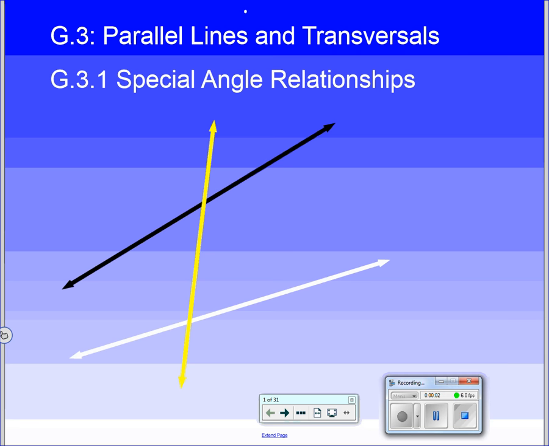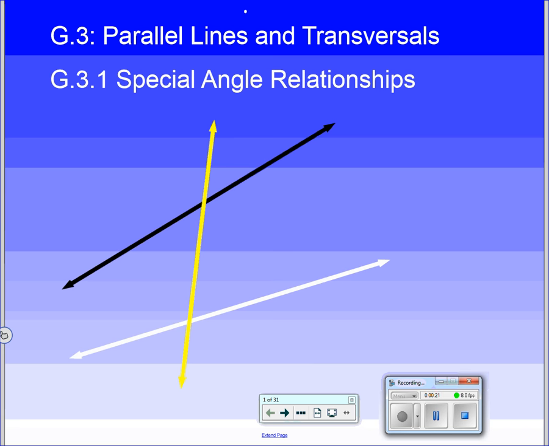Hey everybody, this is Mr. Munson, and we're in Unit 3, Geometry Unit 3, Parallel Lines and Transversals. This is concept number 1 in this video series, and so we're going to call this G.3.1 Special Angle Relationships. Remember, put that title at the top of your homework when you go to do it in a little bit.